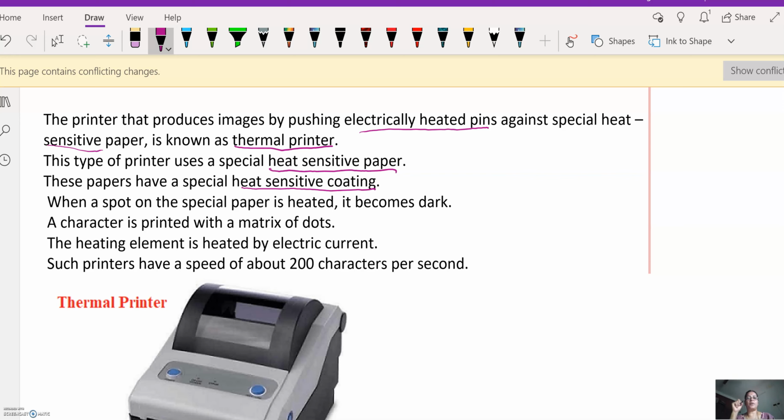And whenever a spot on the special paper is heated, obviously it becomes dark. So by heating the points on the paper, we are able to create darkness, and thereby we are able to transfer the image. A character is printed with this matrix of dots, and the heating element is heated by the electric current. Such printers have a speed of 200 characters per second.